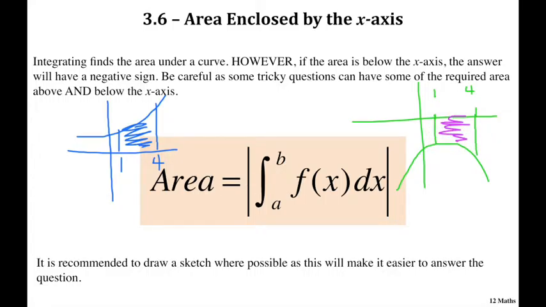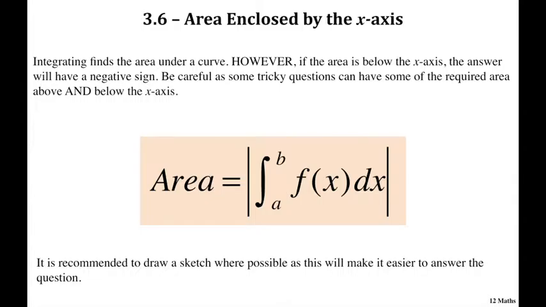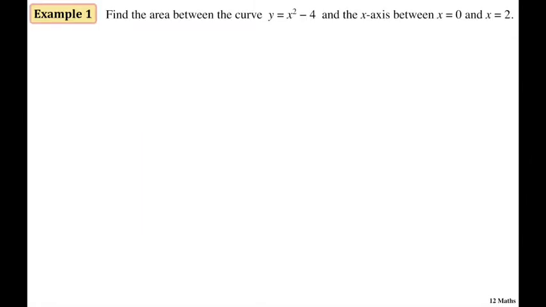So let's actually do some examples to try and see that. But in order to compensate for the negative sign, we put these absolute value signs there, because what that does is it says, hey, I don't care if you're positive or negative. Let's just give you the answer as a positive number. Always draw a sketch when you can, because it'll make it a whole lot easier to see where an area is above or below the x-axis. So let's look at our first example.